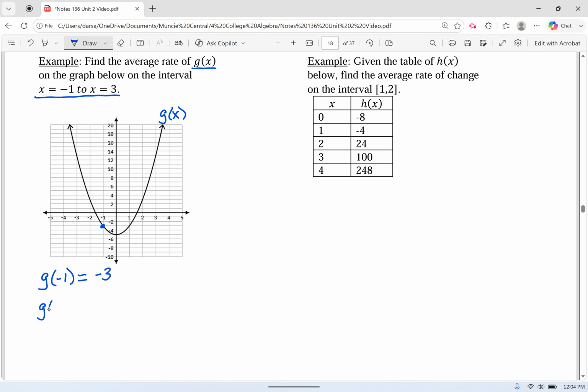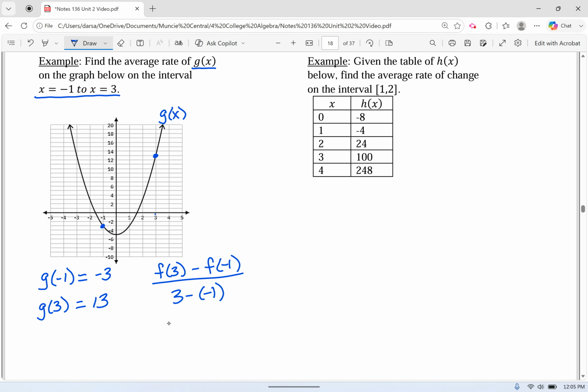And what is g of 3? Remember, that's just what is the y value when x is 3. So here x is 3, and we're going to go up to the graph, and here is the place where x is 3, and what is the y value here? Looks like the y value is difficult to see, but it is 13. Okay, now we know our f of b and our f of a and our b and our a, so we can plug it into our formula. So f of the bigger number minus f of the smaller number over big minus small x.